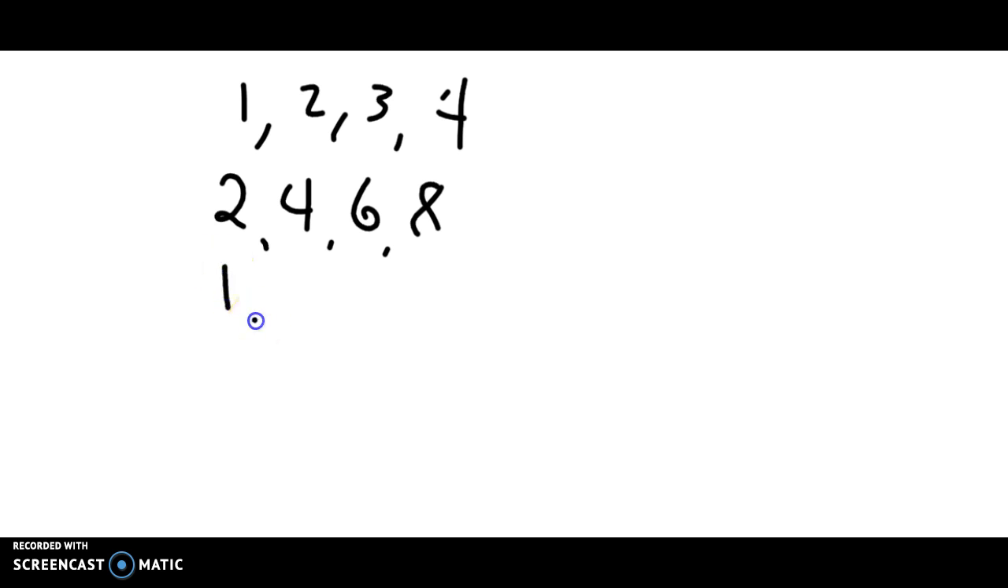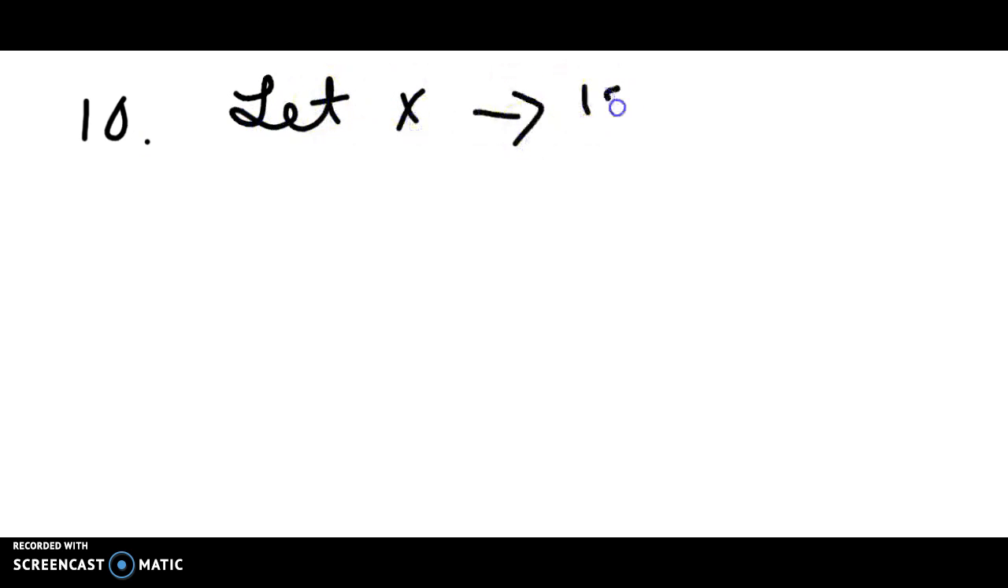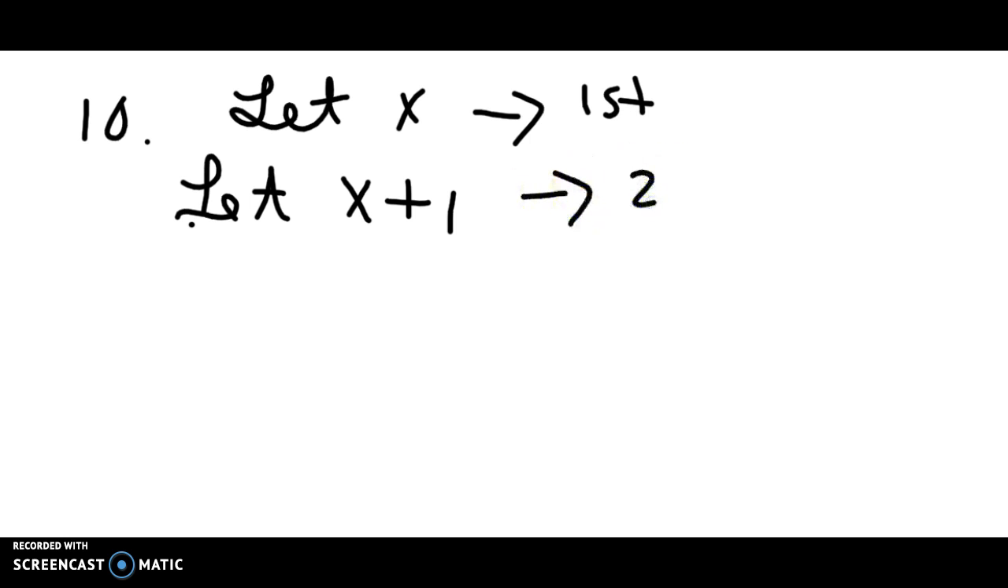And then your consecutive odd numbers, they're going up by 2. Okay, so it all depends on what it says. So let's go on to problem number 10. Problem number 10, it says the sum of two consecutive numbers is 123. So let x be the first number, let x plus 1, because remember I said those consecutive numbers are going up by 1 from one to the next, be our second number.